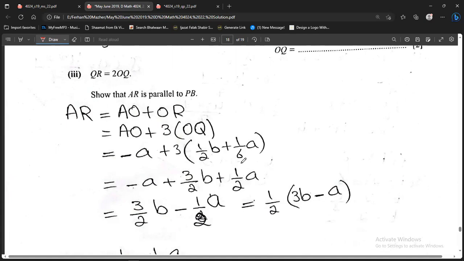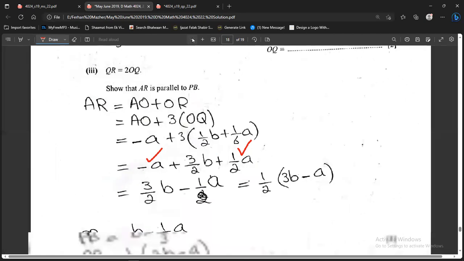Now this term also has A, just add them up. How will you simplify them? 1 by 2 minus 1. You will get minus 1 by 2 in your calculator. So 3 by 2B minus 1 by 2A. Take 1 by 2 common. So 1 by 2 bracket 3B minus A. So that is the value of the AR.